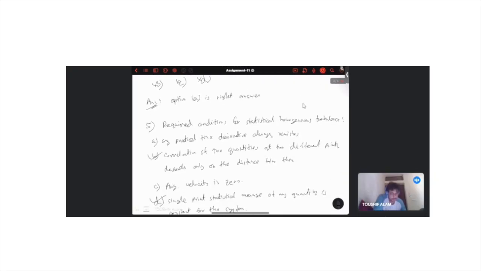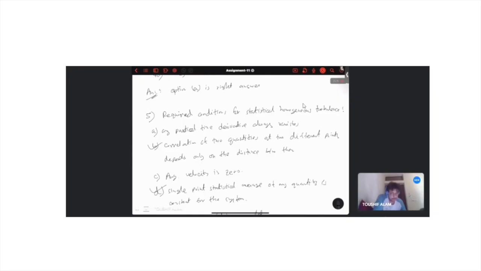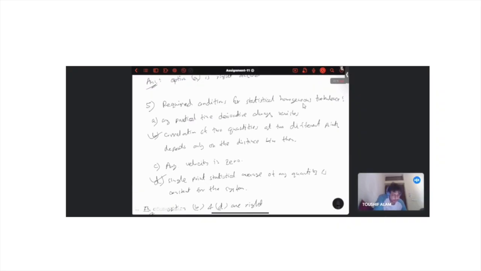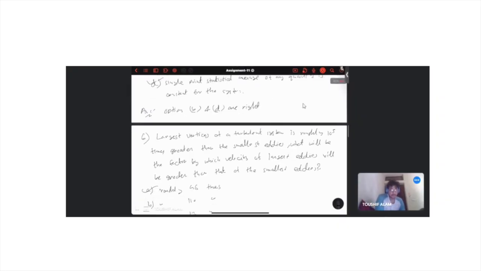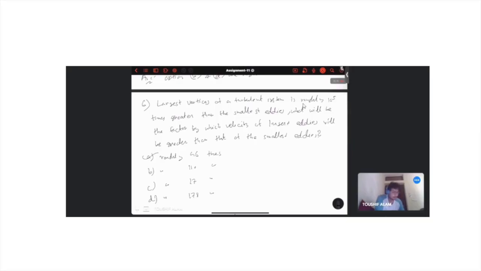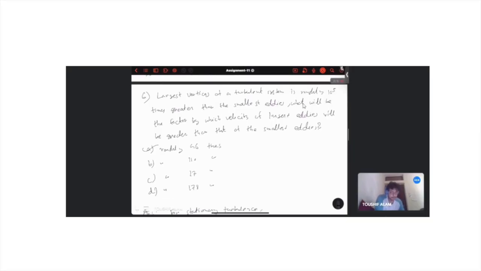Required condition for statistical homogeneous turbulence is correlation of two quantities at two different points depends only on the distance between them. This is a very important fact. And single point statistical average of any quantity is constant for the system. Okay, please try to remember these two, very important. Option C is largest vortices of a turbulent system is roughly 10 to the 5 times greater than the smallest. Then what will be the factor by which velocity of largest eddy will be greater?